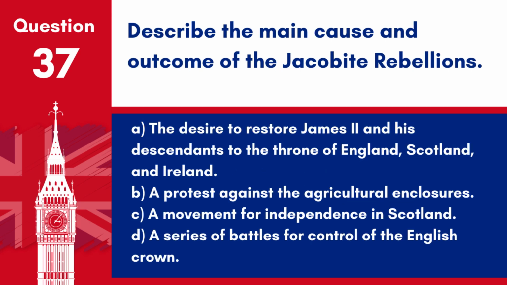Question 37. Describe the main cause and outcome of the Jacobite rebellions. A. The desire to restore James I and his descendants to the throne of England, Scotland, and Ireland. B. A protest against the agricultural enclosures. C. A movement for independence in Scotland. D. A series of battles for control of the English crown.